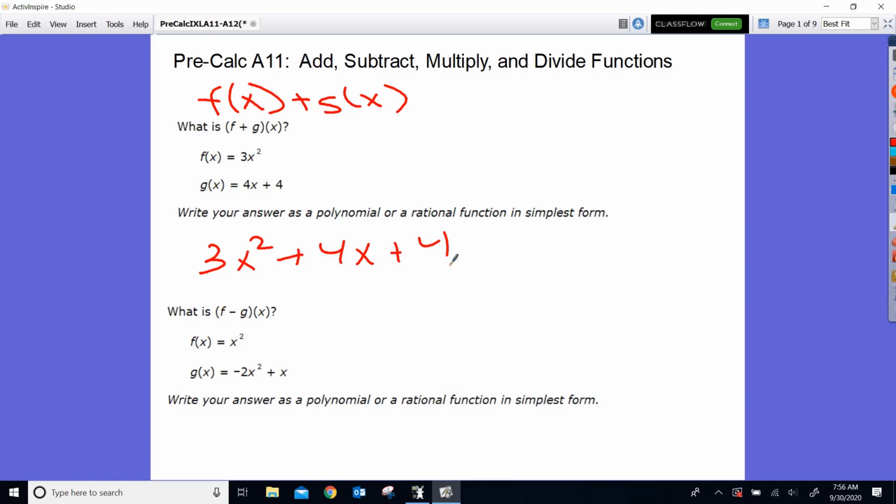Next one's f take away g of x. What's it telling us to do between the two functions? Subtract. And this will be the one where some kids have a mistake. Most kids are not. If you made it this far, you can do most of this stuff in your head. But if you're going to leave yourself a paper trail, that's two terms. What should you do? Wrap it. If you're doing a paper trail, you need to wrap. What's going to happen to both those signs, the negative 2x squared and the positive x? They're going to change.